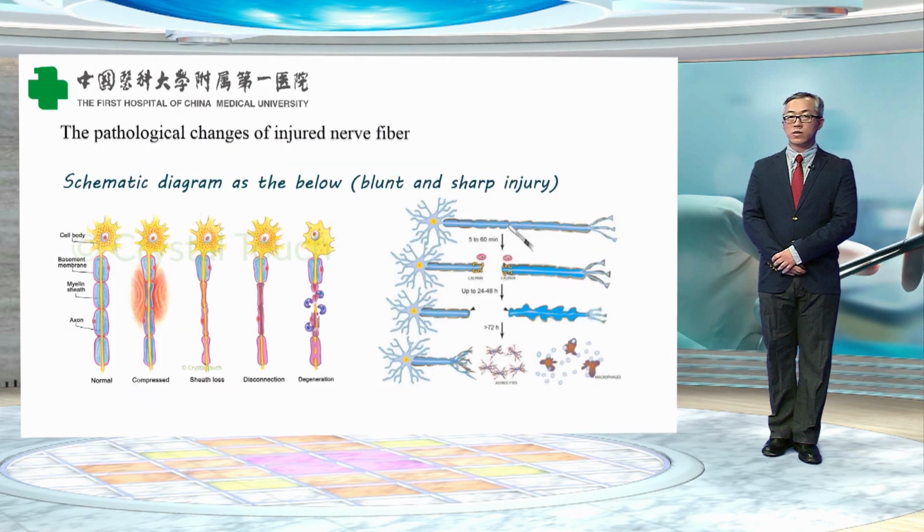Let's see the pathological changes of the injured nerve fiber. This schematic diagram shows you on the left, blunt injury, and on the right, sharp injury.